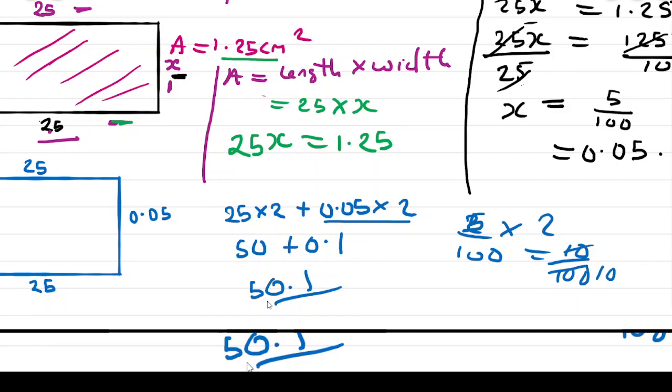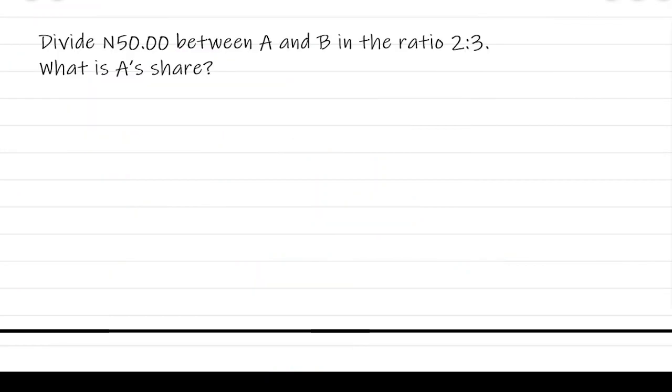So a very nice problem. Let's see what the next one has to tell us. This one says that we are asked to divide 50 naira between two persons, A and B, in the ratio 2:3, and they asked us to find A's share. So a lot of things were asked to do here. We're going to just do it gradually.